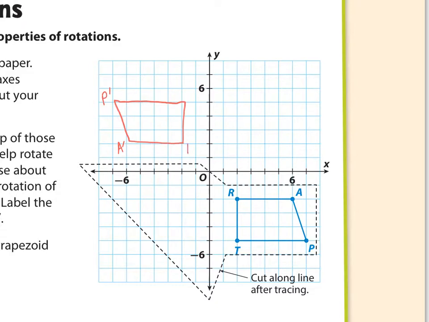R, one thing that you can notice here is that R and R prime are the closest to the origin, right? So if they're spinning around the center of rotation, their distance to the origin should remain the same. And then finally, T prime is going to be right here. Okay, so let's take a look at the your turn near the end of the lesson.